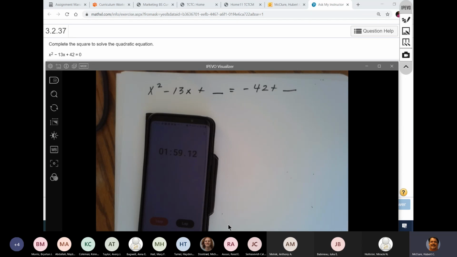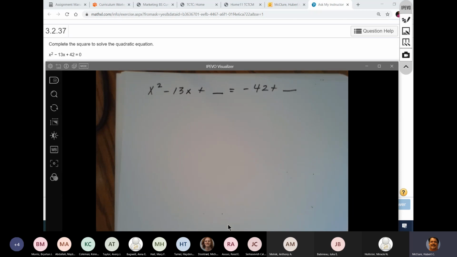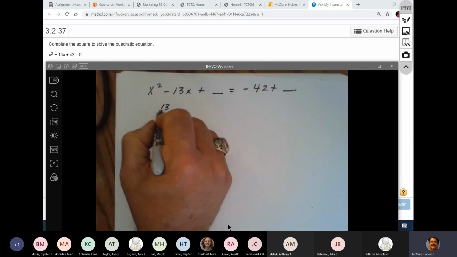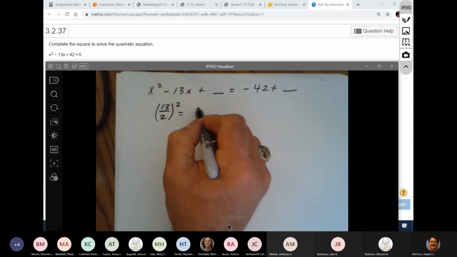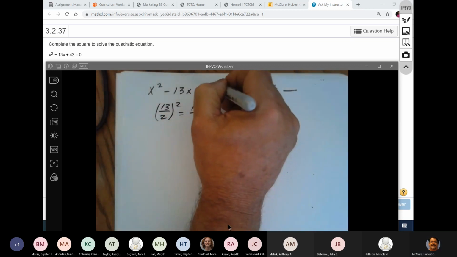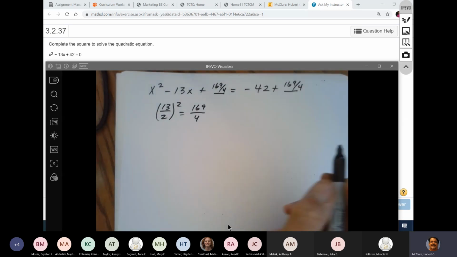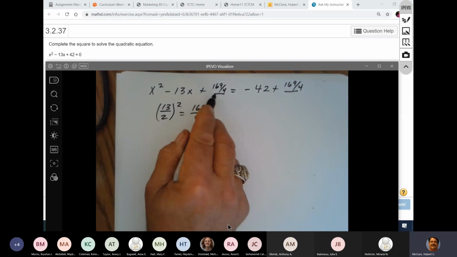Now, the reason I wanted to test you a little bit on this one is this is one that has a fraction, and you should be pretty much okay with it. I showed you how to do several with a fraction, so you should be okay with it. So 13 divided by 2, square it, 169 over 4. And that's going to give you shortcut number 2.